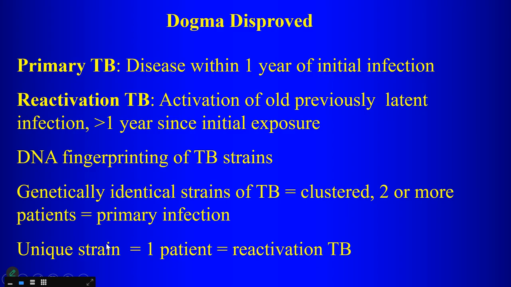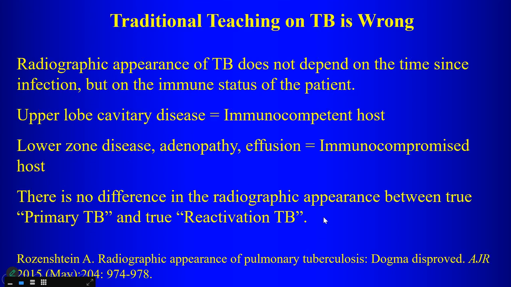However, if the patient has a unique strain of tuberculosis, then we might assume that that is reactivation TB. This is how they can, with this DNA fingerprinting, decide whether it's primary or reactivation, and then we can compare that to what happens with the radiographic appearance.